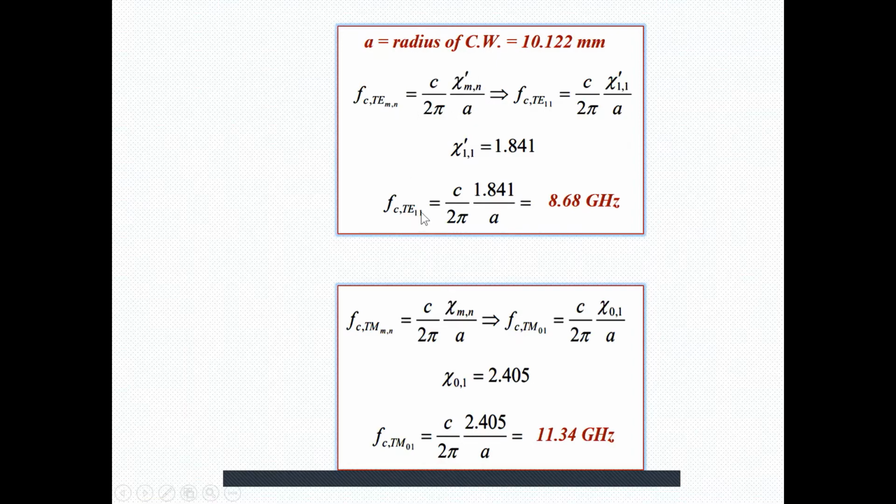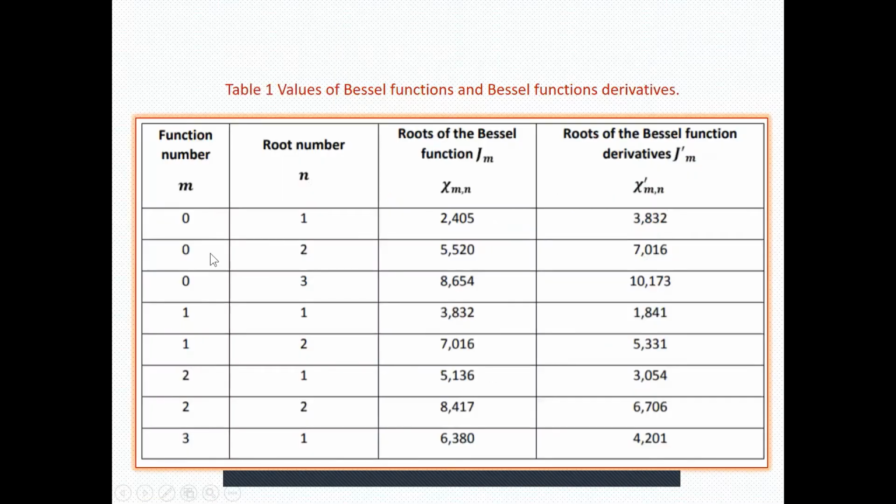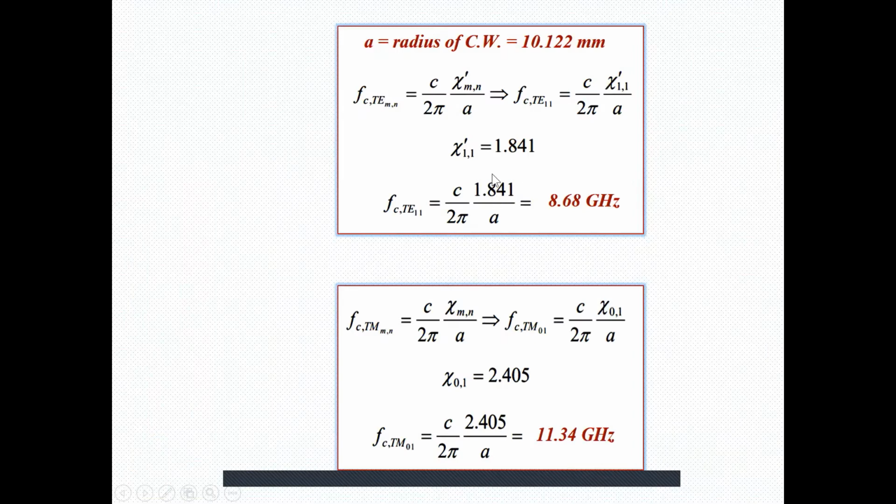For 1-1 mode, here we can see that in this row, this is for 1-1, this value is 1.841. So we will put this value 1.841 here, and the value of a is 10.122. So when we solve this equation, we will get 8.68 gigahertz. Here c is the velocity of light. So for the transverse electric 1-1 mode, we have the cutoff frequency 8.68 gigahertz.